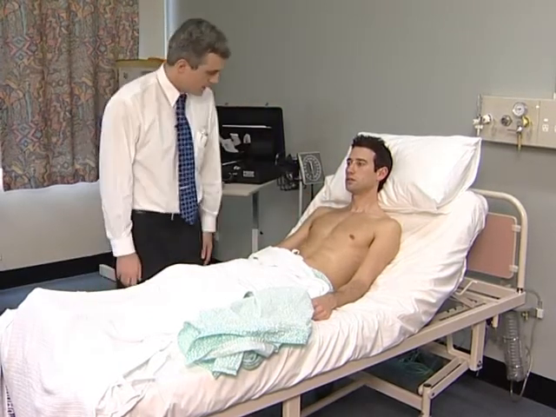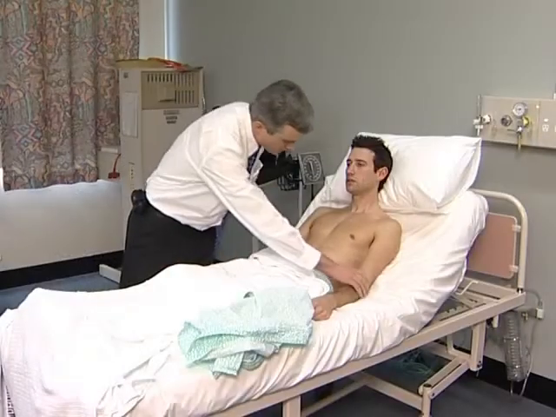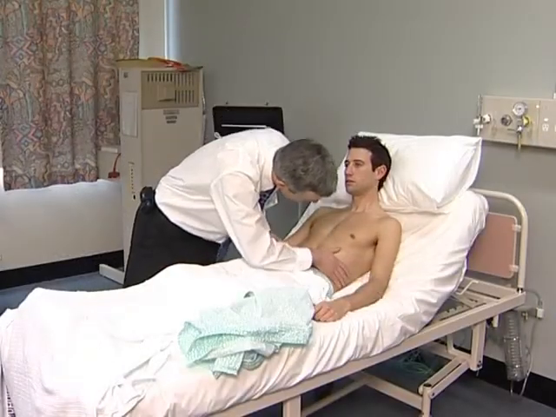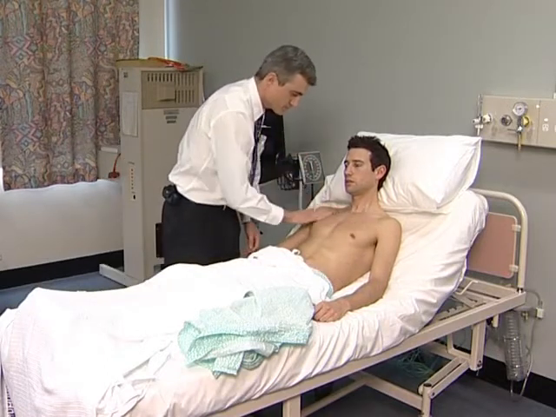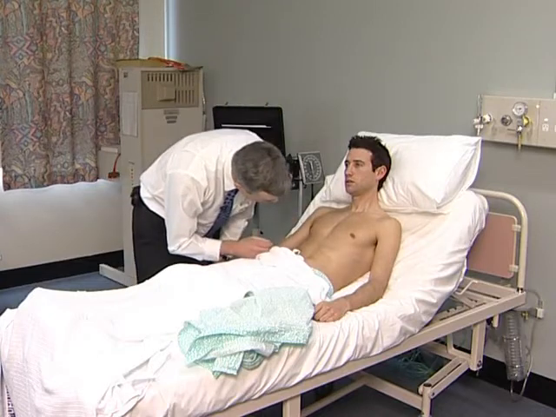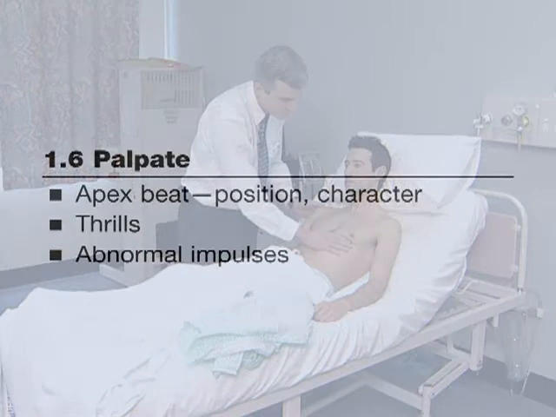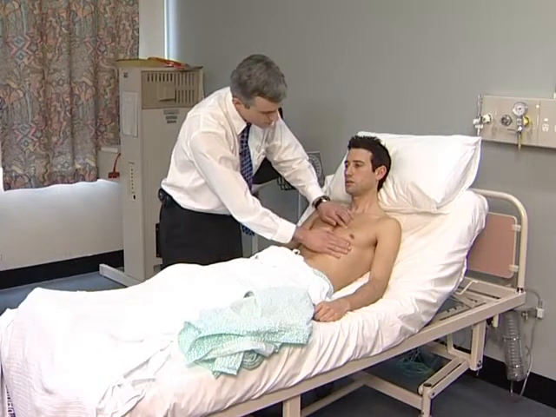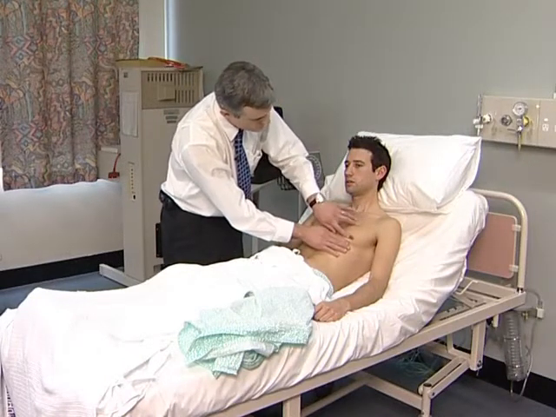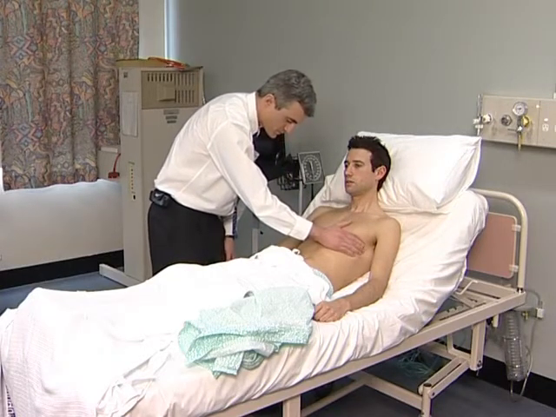The examiner's attention now turns to the precordium. Look for scars, pacemakers, and chest deformity. The apex beat may be visible. The examiner now begins palpation of the chest. This usually starts with an attempt to feel the apex beat, establish its position, that is, where it is in relation to the midclavicular line and which interspace it is in, and to make an assessment of its character. It is worth spending some time on this important part of the examination.